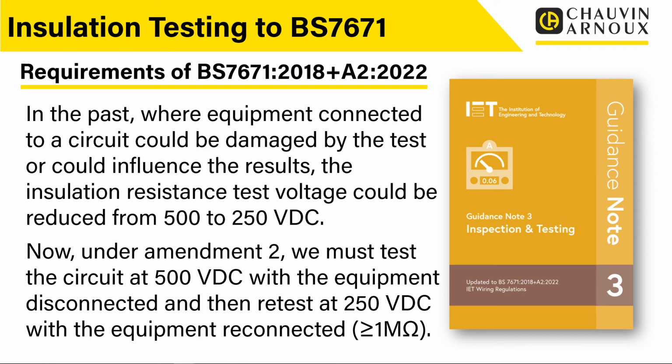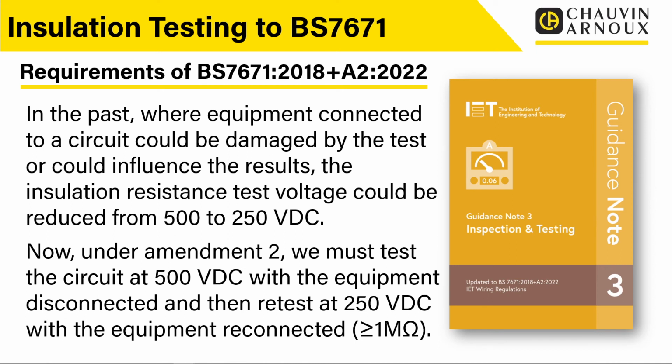But now under Amendment 2, they've gone a little step further with that. What they've said is that under Amendment 2, we must test the circuit at 500 volts DC with the equipment disconnected, and then retest it again at 250 volts DC with the equipment reconnected to it. So we disconnect the equipment and do a 500 volts test, because obviously we can do that when the equipment is disconnected, but then we reconnect the equipment to test it again at 250 volts.